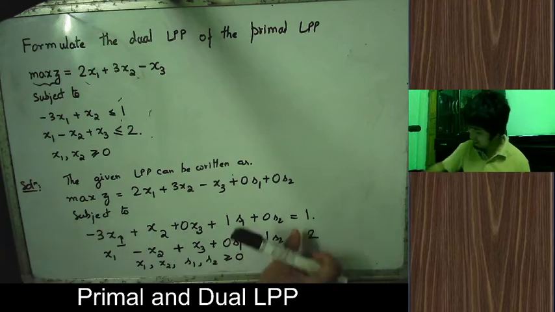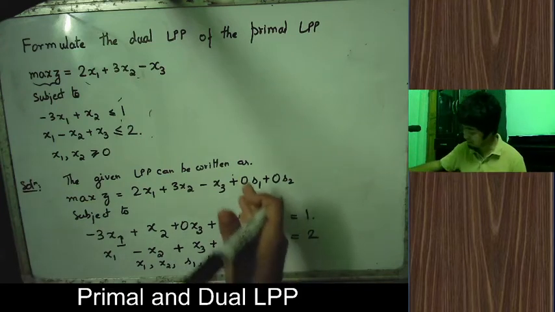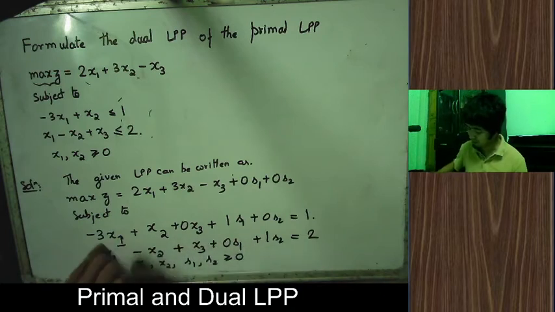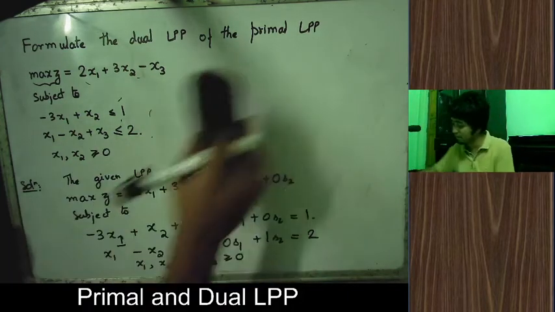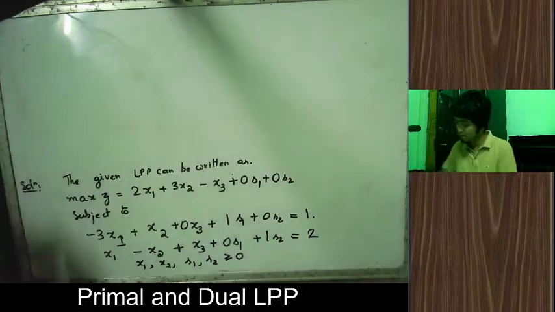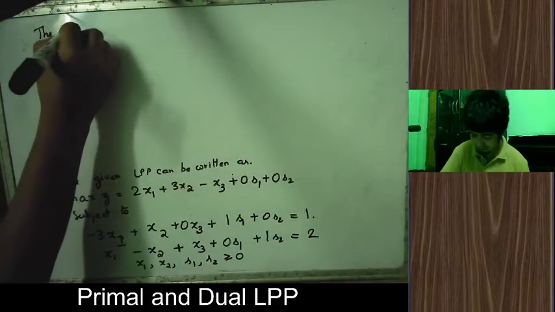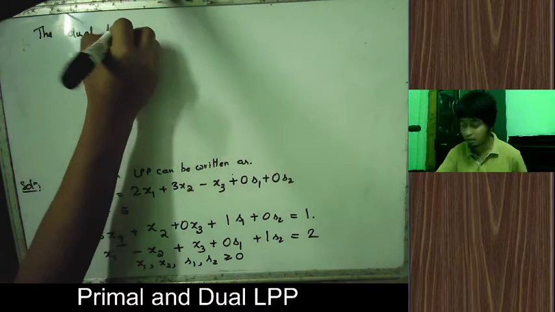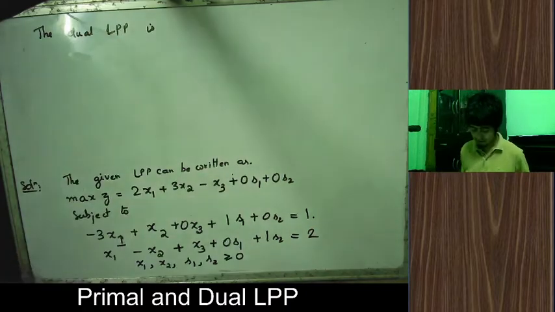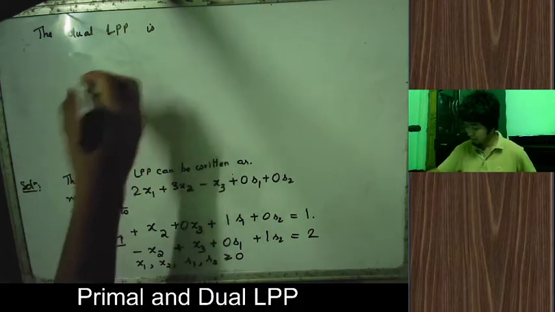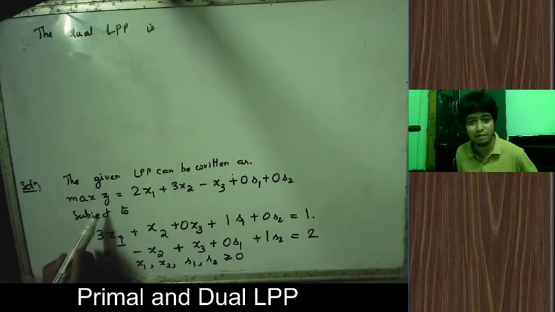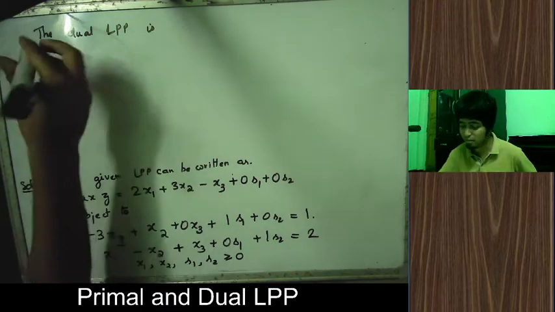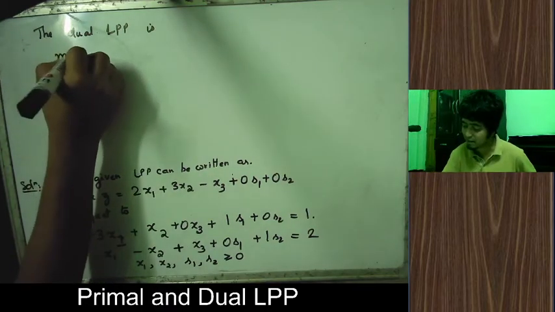Once you have changed this into equal signs, and once you have written the constraints with all the variables x1, x2, x3, s1, s2, similarly for all the constraints, now we just need to find the dual LPP. The dual LPP is, because the given question, the primal LPP, is in terms of maximization, the dual LPP will be in terms of a minimization problem.